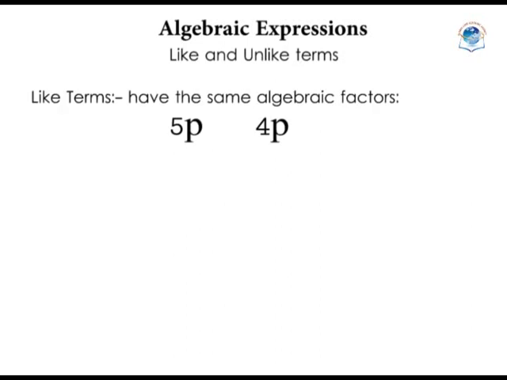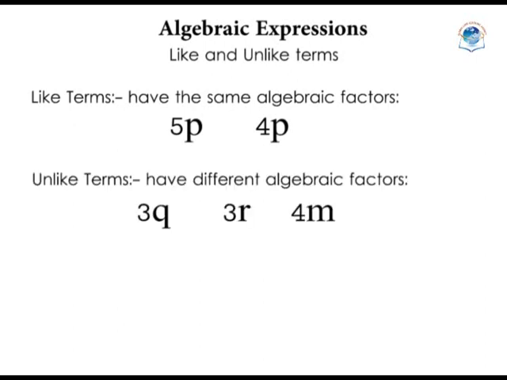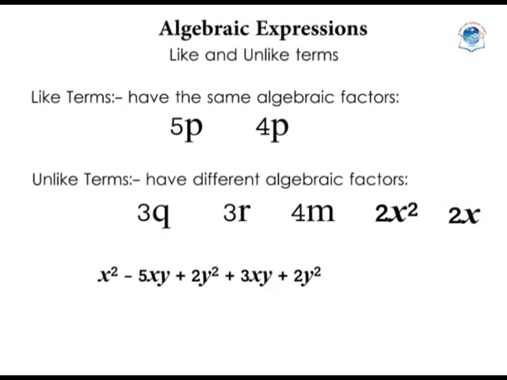When terms have the same algebraic factors, they are called like terms, like 5p and 4p. And when the terms have different algebraic factors, they are called unlike terms, like 3q, 3r, and 4m. Note that 2x squared and 2x are unlike terms. Like terms can be added or subtracted. Unlike terms cannot be added or subtracted. When simplifying algebraic expressions, we add the like terms together.